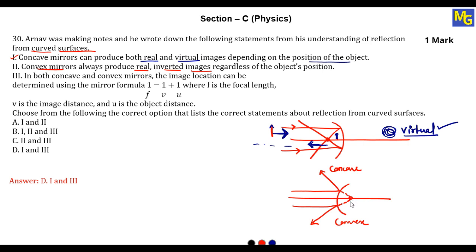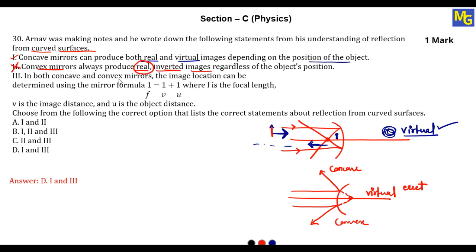So whatever images we are getting on the other side, these will always be virtual. It cannot be real. And therefore here they have given real, and this is the wrong one. And whatever they have given as inverted, we will not get inverted. Here we are going to get erect. We are going to get virtual and erect. Therefore statement second is wrong. This is completely wrong.